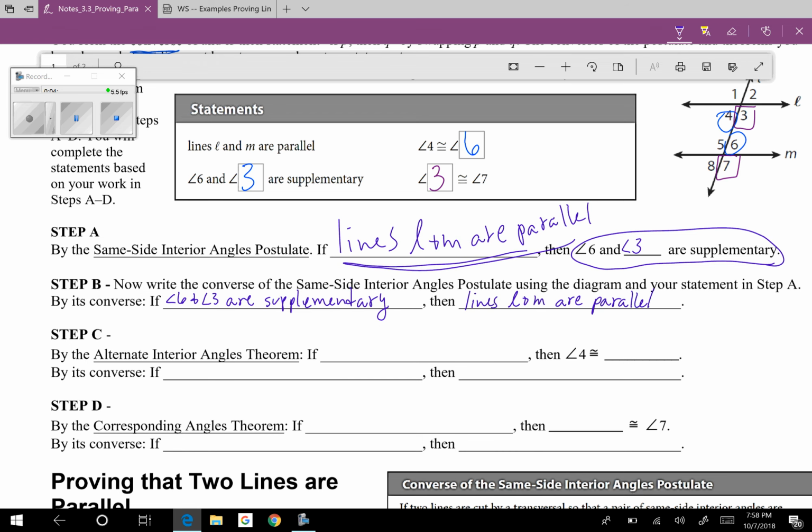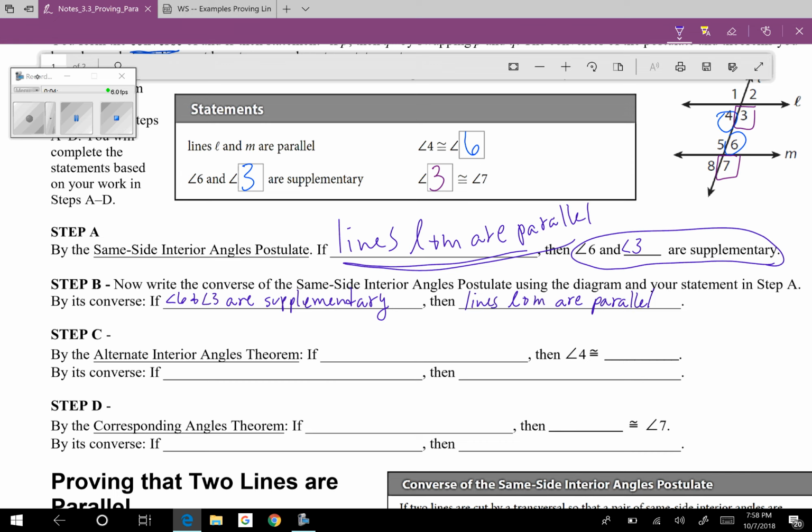So basically, in these kinds of problems, they're going to tell you you've got lines L and M and they're being cut by a transversal. And they're going to ask you, are lines L and M parallel? The whole purpose of this is that we can see if angle 6 and angle 3 are supplementary, then we can definitely say that L and M are parallel. We're just doing the reverse of what we've been doing. They've been telling us that L and M are parallel, and since they're parallel, we've been able to say that 3 and 6 are supplementary. So now we're just working the other way around.